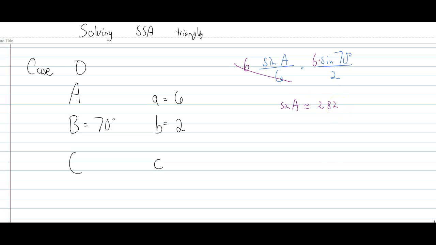2.82. The next step you would do would be to take the sine inverse of that answer, and what happens is you get an error on your calculator. And there's a good reason for that error. It's because you can't have a sine value that's bigger than 1.